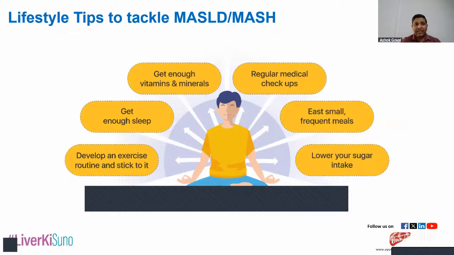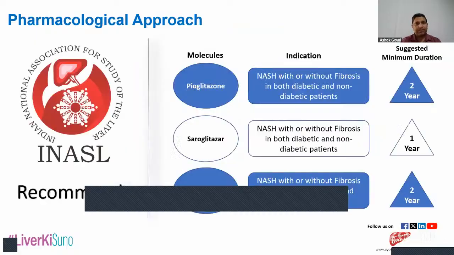So how to tackle this? We have lifestyle tips for MSLD and MASH. Get enough sleep; adequate sleep is very important. Exercise is not something where you wake up one day and start doing exercise and yoga. No, you should implement it regularly and make it a habit, exercising 45 to 60 minutes daily, burning adequate calories and taking in fewer calories. You should be in negative balance when you go for treatment of this condition. Get enough vitamins and minerals, have regular medical checkups, eat small and frequent meals, and lower your sugar intake along with other carbs.